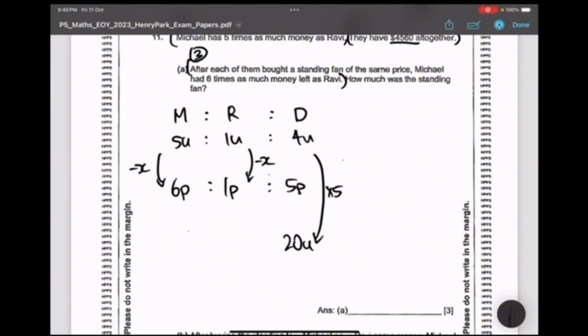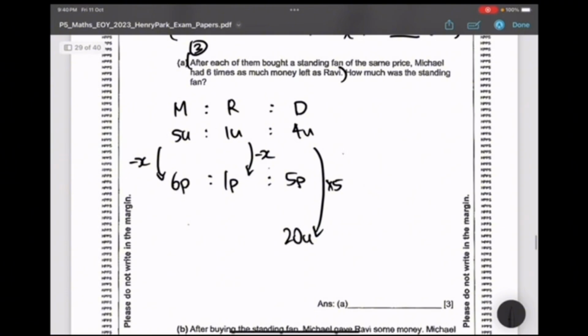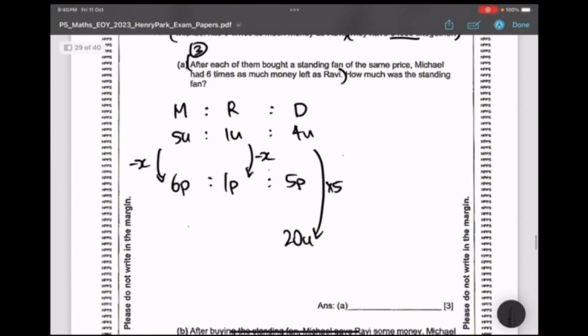And what I do with my difference, I want to do with Michael and Ravi as well, multiplying all of them by 5. And what I'll have is Ravi having 5 units and Michael having 25 units. If you take a look at this, 25 units minus 5 units would give me the difference of 20 units. So this still makes sense.